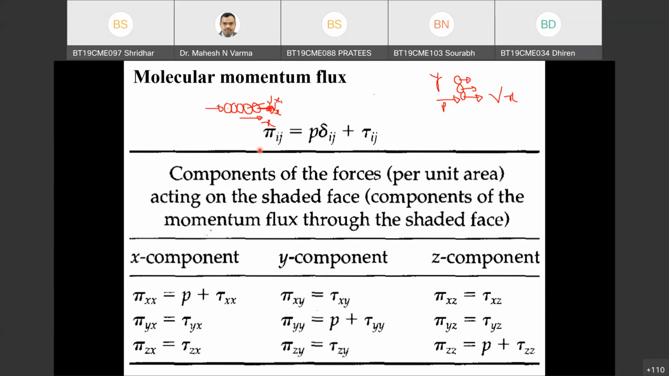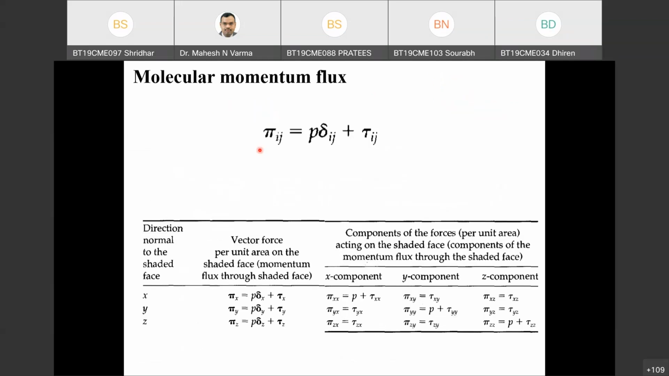Anybody else? Any confusion over here? This is the generalized Newton's law of viscosity. Now, this is still the molecular momentum flux only. Still we have not added the convective momentum flux.